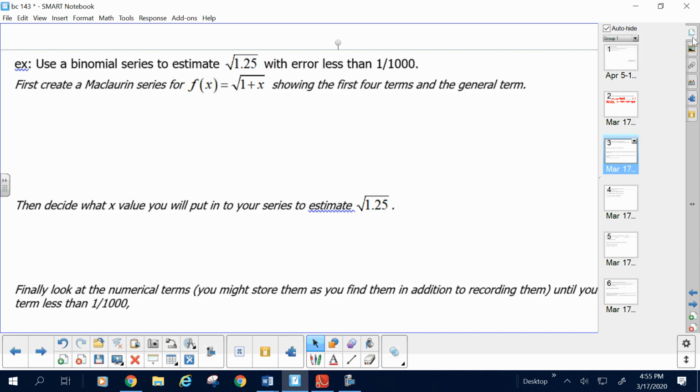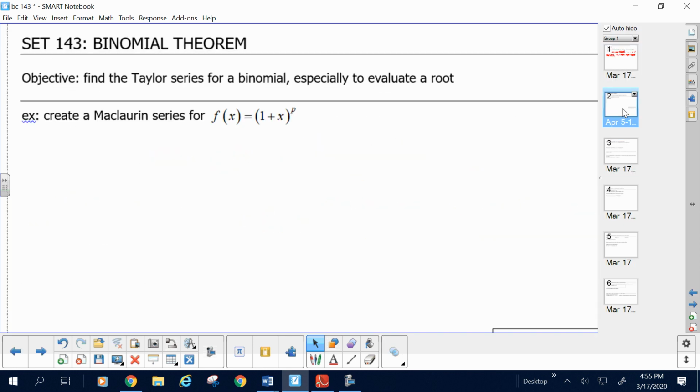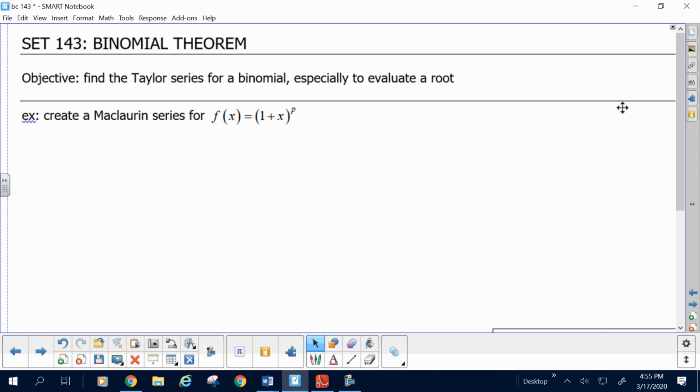First, let me get my notes in line. All right, so the idea of the day is binomial theorem. Now this is binomials, which you did a lot of in the green book, but as applied to series. So for example, if you were asked to create a Maclaurin series for 1 plus x to a power.